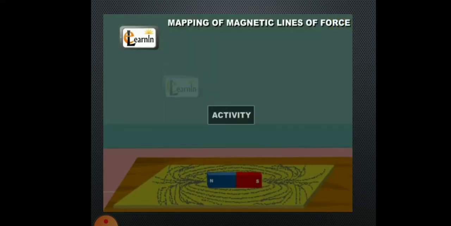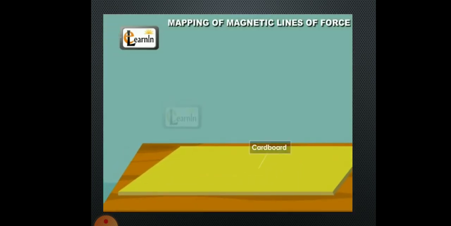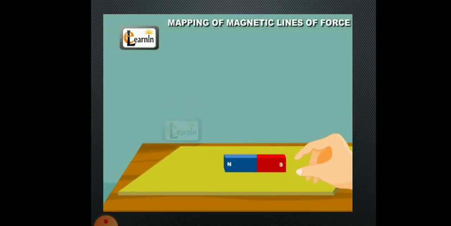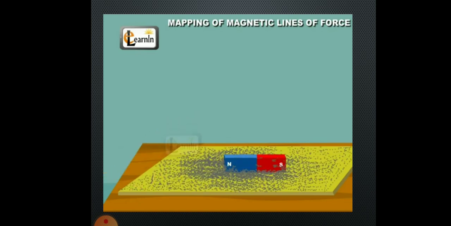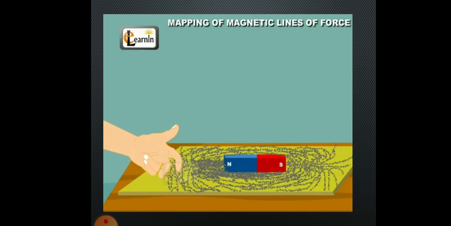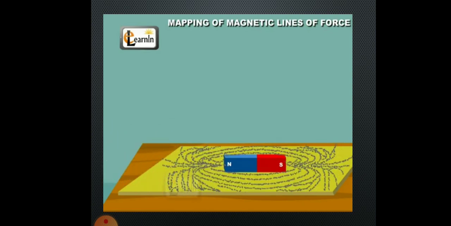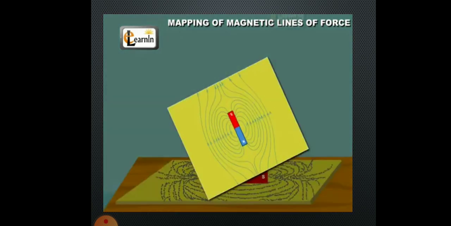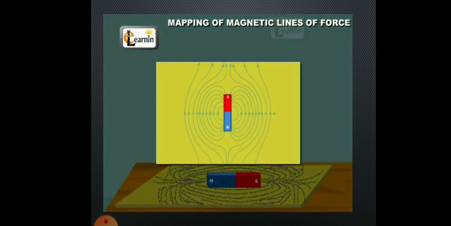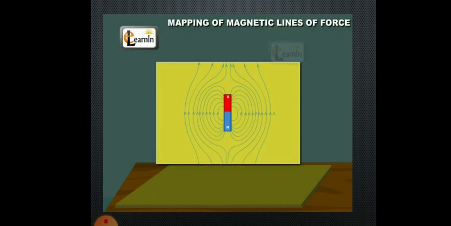To show the magnetic lines of force using iron filings, take a cardboard. Place a bar magnet at its center. Now, sprinkle some iron filings on the cardboard. Tap the cardboard gently. All the iron filings align themselves in the direction of the magnetic field. The pattern in which these iron filings form a line is the direction of the line of force in that area.